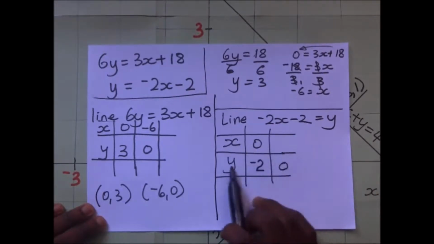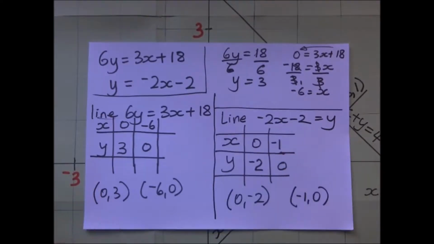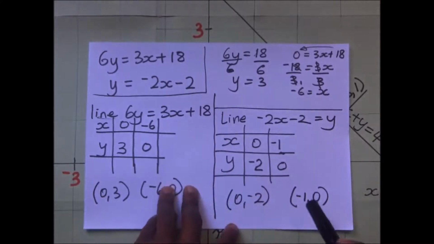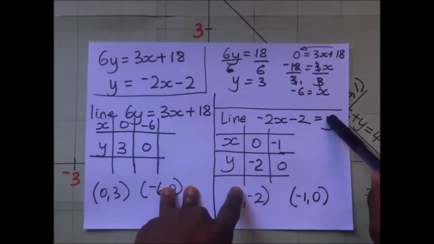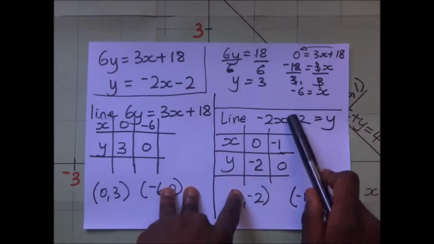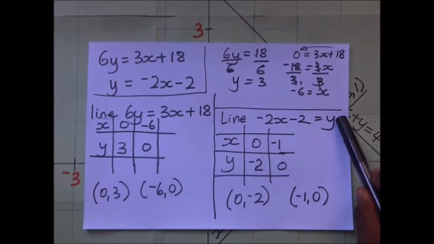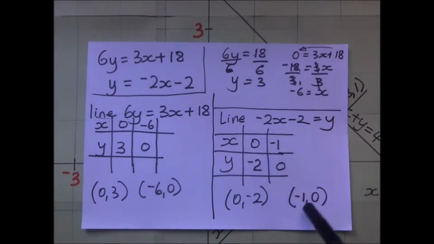Likewise, if our value of y is 0, our coordinates are going to become (-1, 0), because when our value of y is 0, this negative 2 will cross to that side. When we divide both sides by negative 2, we have our value of x as negative 1. So we have 2 points. We go ahead and plot them.